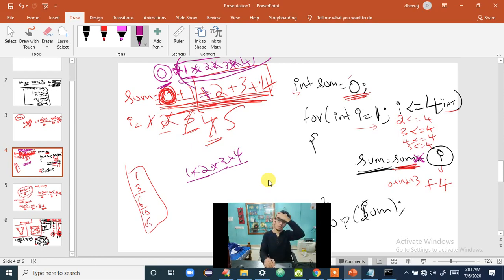Yes, that's a problem. Now, how do I change this initialization value so that if I do 1 into 2 into 3 into 4, I will get the original value? Don't you think this 0 has to change to 1? So that 1 into 2 into 3 into 4 into the previous value 1 will make no difference at all. So that is very important here. My sum value has to be 1.